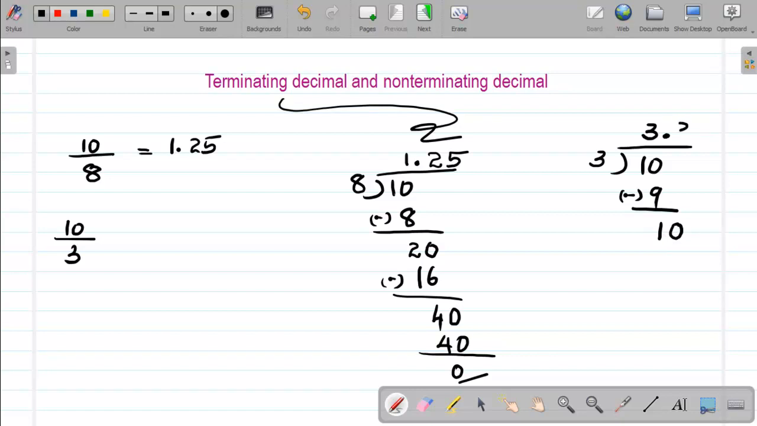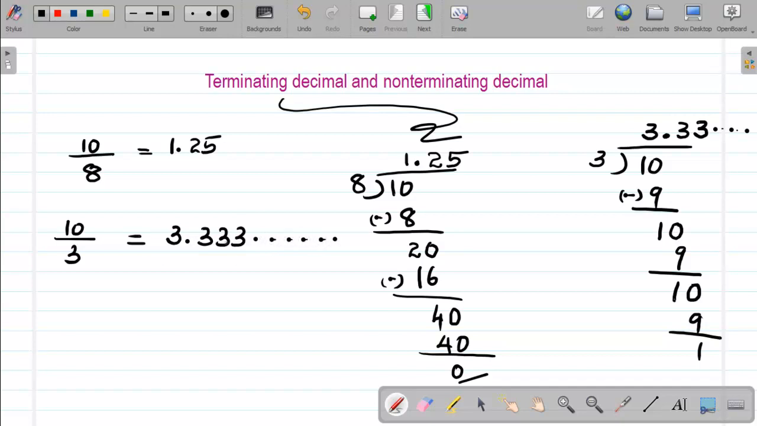Within 10 there are 3 threes, 3 threes are 9. Again the remainder is 1. If you add 0, again 3 will come. Then again if you add 0, the answer is again 3. So here you can write 10 divided by 3, the quotient is 3.333 and so on. Here after the decimal point the digits are continuous. The digits are not terminating.